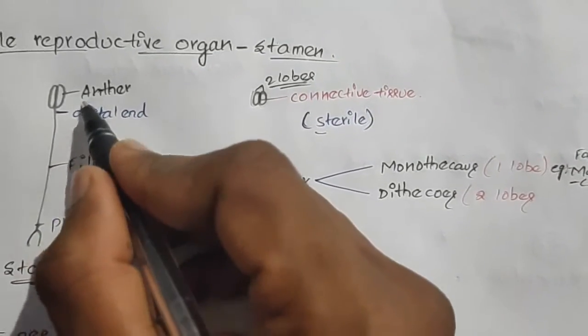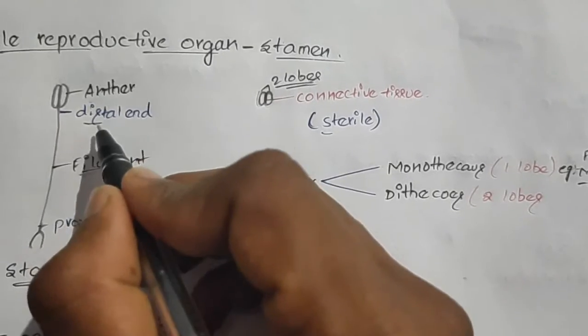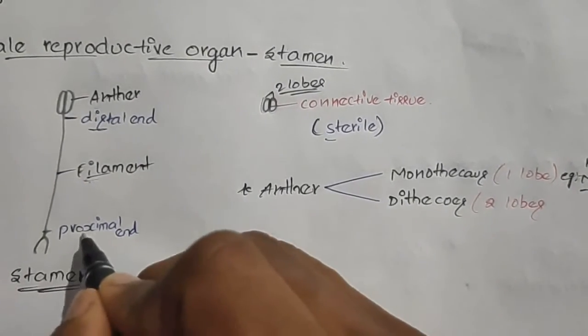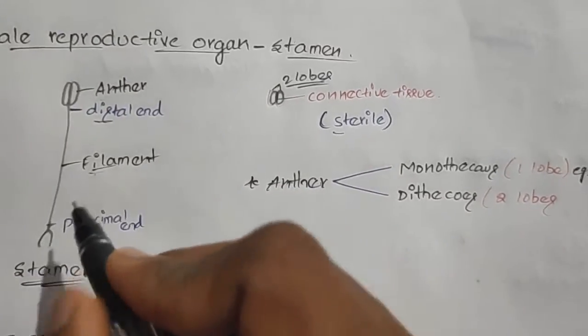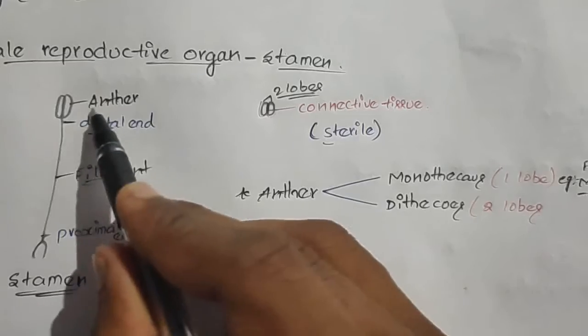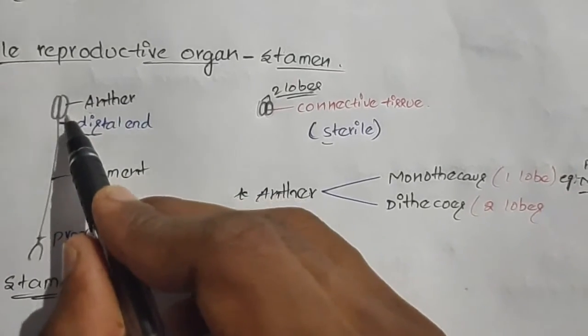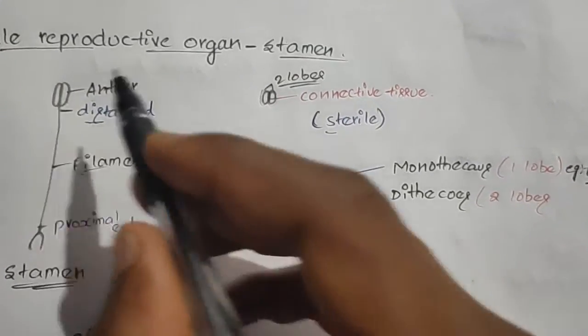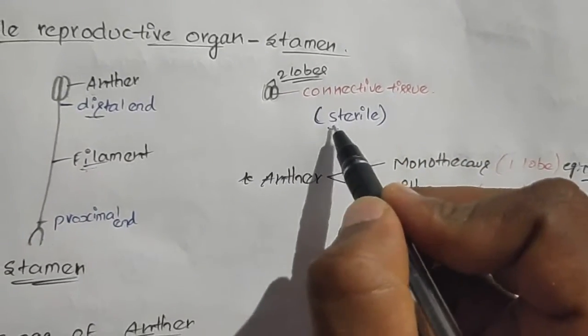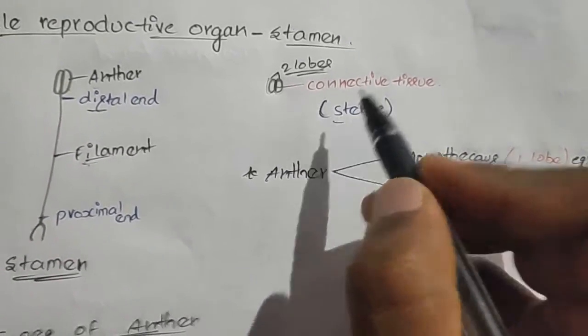The end which is closer to the anther is known as the distal end and the end which is closer to the origin is known as the proximal end. This filament is attached to the thalamus or receptacle. This anther is a bilobed structure and each lobe is connected together by a connective tissue. This connective tissue is sterile. It won't help in the reproduction.